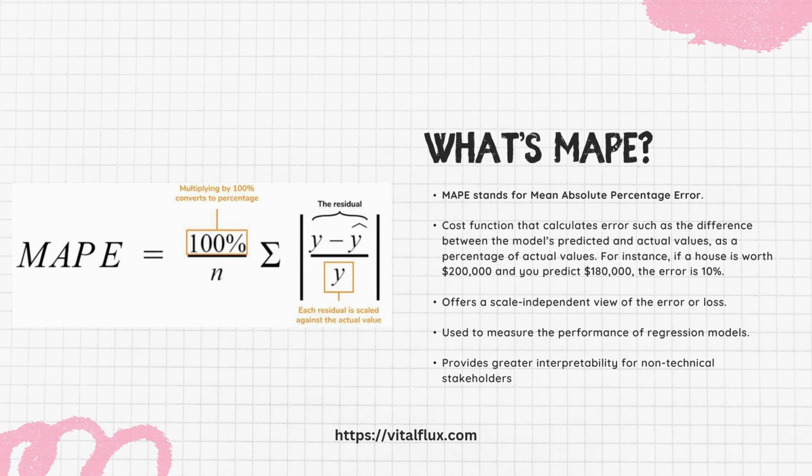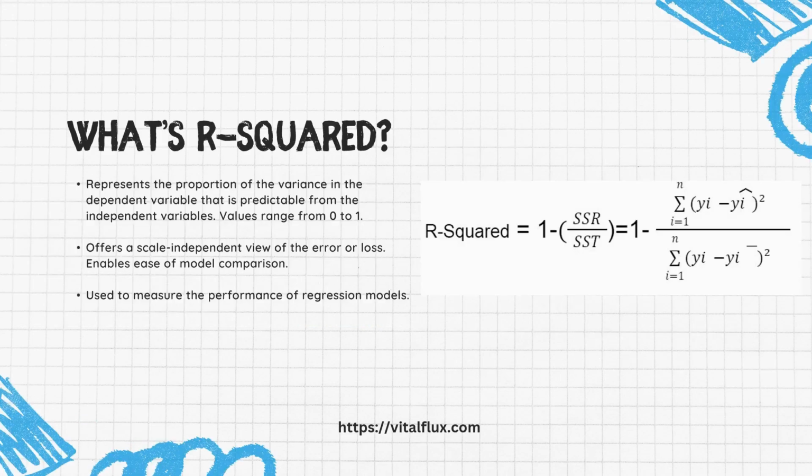As you are seeing in the formula, we have the actual value minus the predicted value, which is depicted by y hat, upon the actual value, which is y, and then this is averaged out with the total number of records, and that makes it mean, and then when we multiply it with 100, it becomes mean absolute percentage error. Now let's look at another metric, which is R squared.